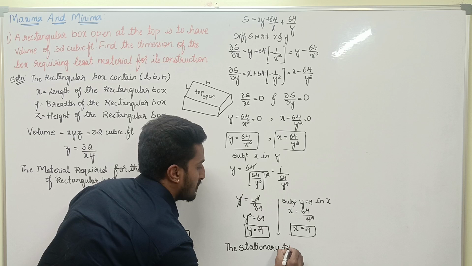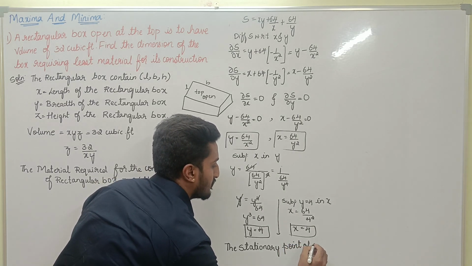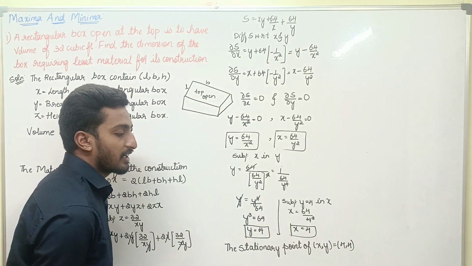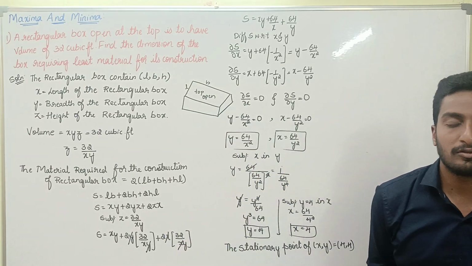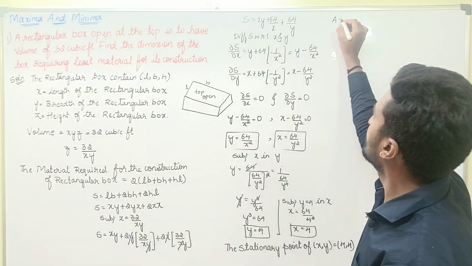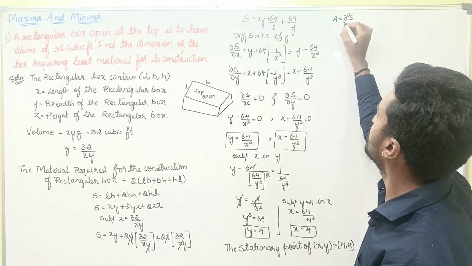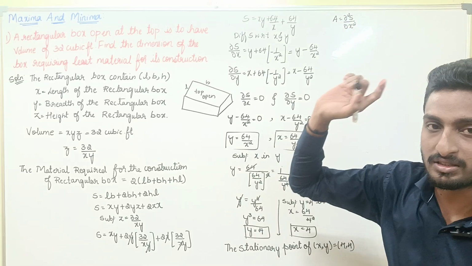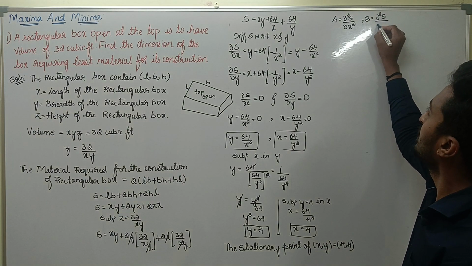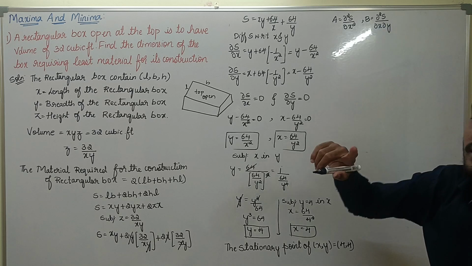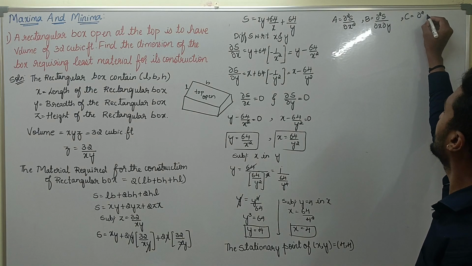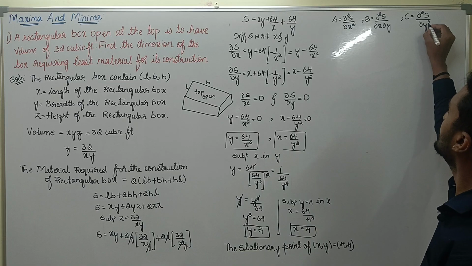Stationary points of x, y, that is 4, 4. To find whether the given points have locally minima or locally maxima, we have the conditions. The first condition is A, which is equal to ∂²S/∂x². Next, B, which is equal to ∂²S/∂x∂y. Next, the last condition, C, which is equal to ∂²S/∂y².